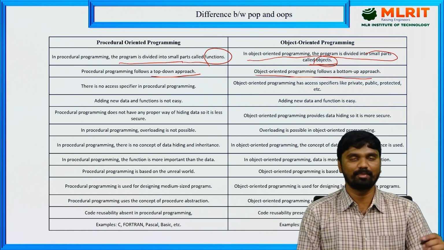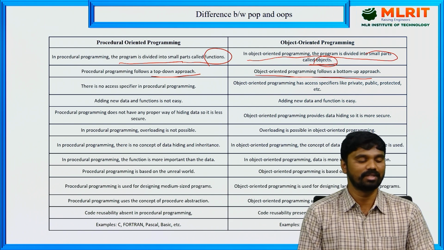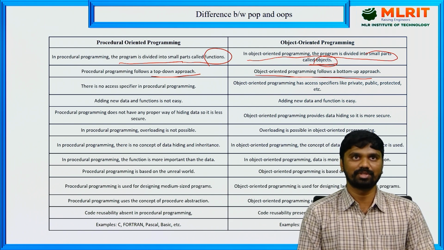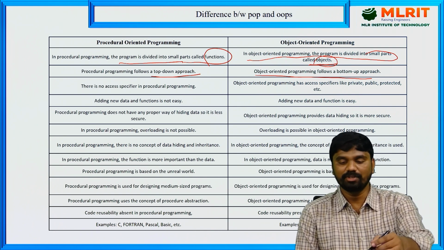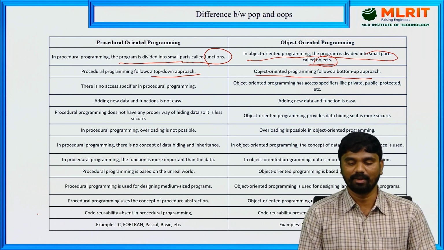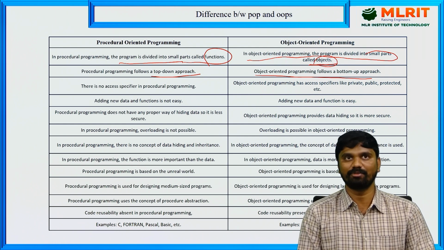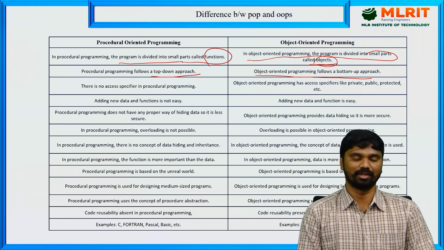Why? For example, if you take the Java programming language, we are going to start the execution from the main method. So like that, we can say object oriented programming language follows what? Bottom up approach. Without the main method we cannot start the execution, right?